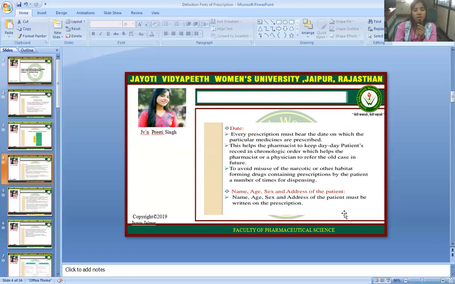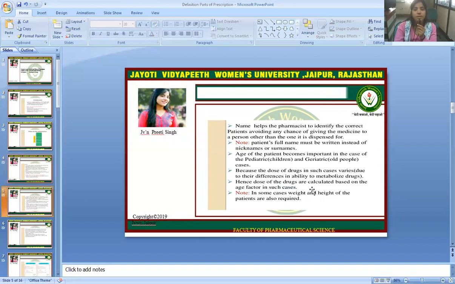Name, age, sex, and address of the patient. Name, age, sex, and address of the patient must be written on the prescription. The name helps the pharmacist to identify the correct patient, avoiding any chance of giving the medicine to a person other than the one it is dispensed for. Note: the patient's full name must be written instead of nicknames or surnames.